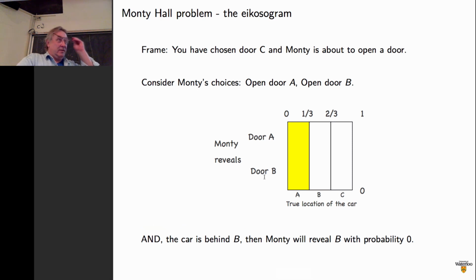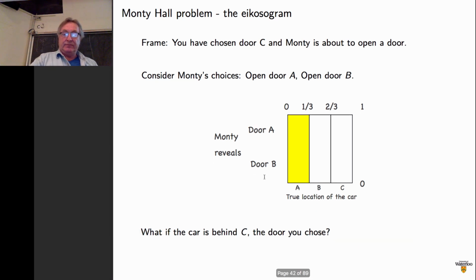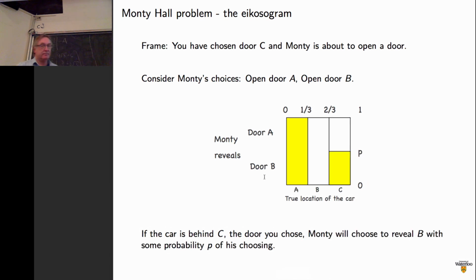Okay? Monty's got some predilection for door B, right? So let's call that P. So he's going to reveal door B with some probability P, which is Monty's personal probability that he likes to reveal door B. Maybe that's a coin toss, maybe it's something else. But it's P. Okay? So does that seem to capture what's going on here? Those are all of the probabilities, all of the possible events.